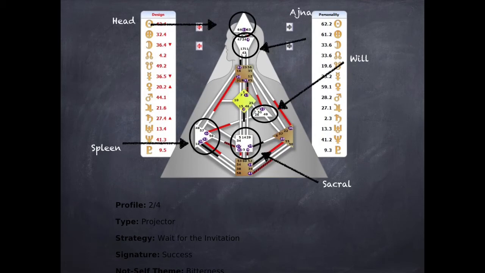So this person also has an undefined head and ajna, which we talked about. So that's open to inspiration, undefined head, and also a person who has more fluidity in their beliefs. They also have an open spleen, which is interesting, and they also have an open sacral because they're a projector with a defined throat, but no motorized throat.